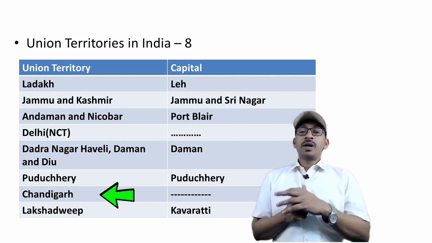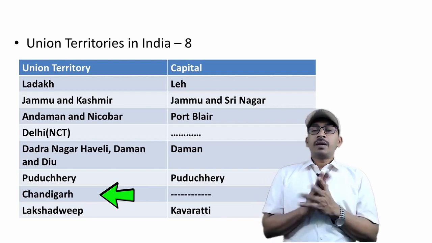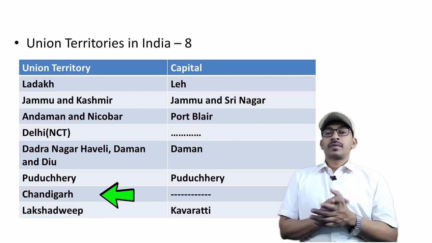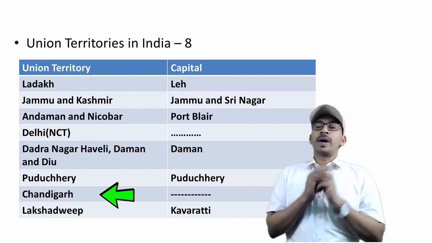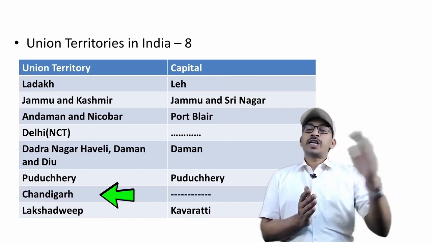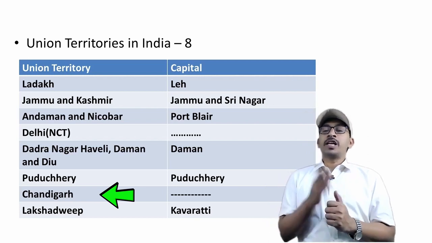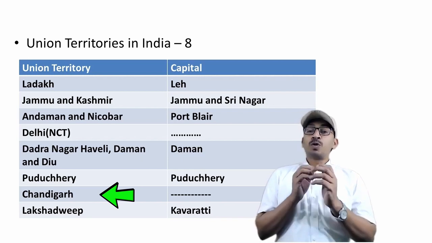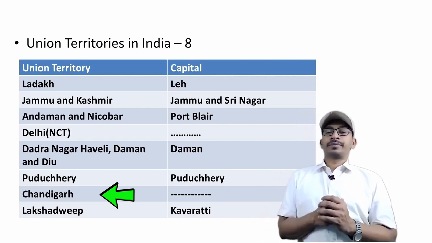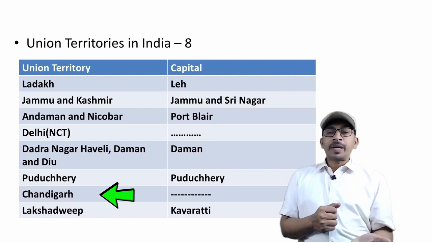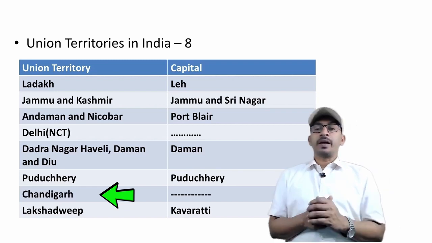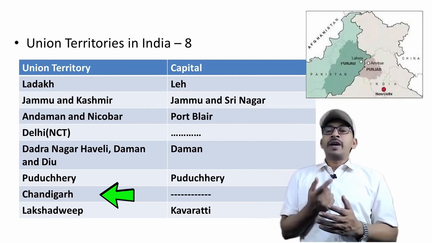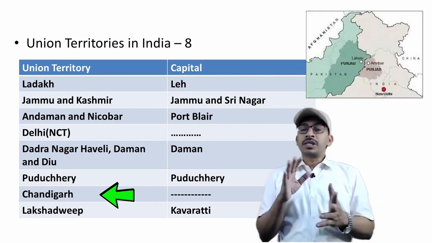Why Chandigarh is a union territory? When partition took place in 1947, Punjab was divided into 2 parts. West Punjab became part of Pakistan, East Punjab became part of India. In East Punjab, there were 2 major groups of people. One group was Punjabi speaking, the second group was Haryani speaking. When Haryani speaking people demanded a separate state, the state was created.